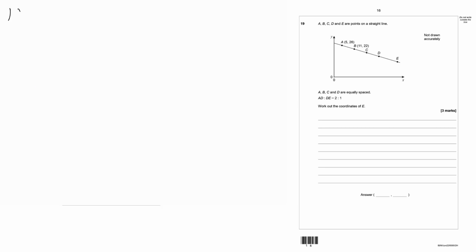So moving on to question 19, we're told that we have a number of coordinates on a straight line, which are A, B, C, D, and E. We are given the coordinates of A and B, and we are told that A, B, C, and D are all equally spaced. We're also told that AD to DE is a ratio of 2 to 1. So one of the first things we can do here, and I'm going to just draw out this line, is we're just going to plot these coordinates, or at least the first 4.